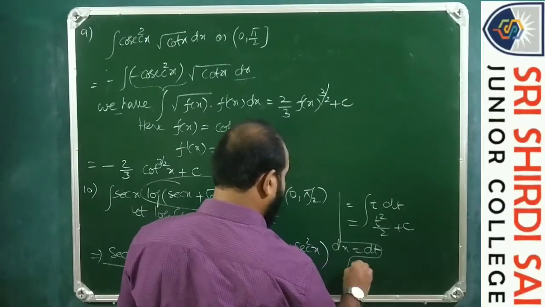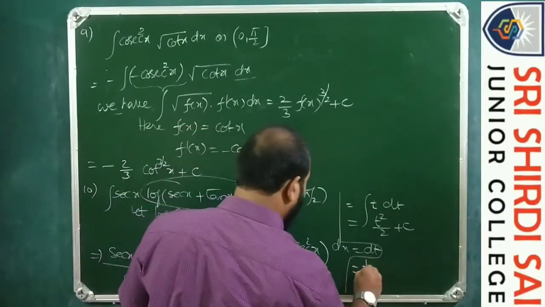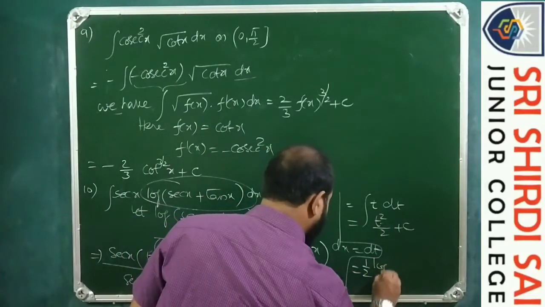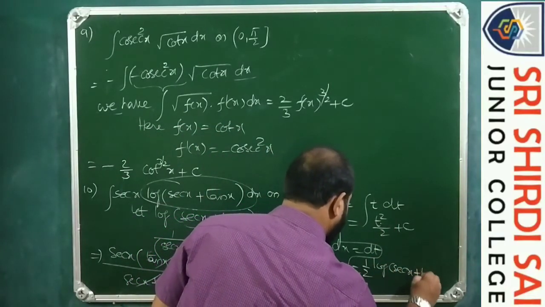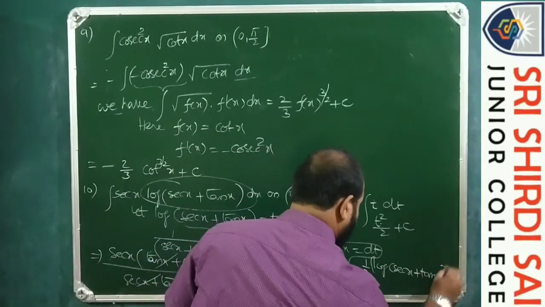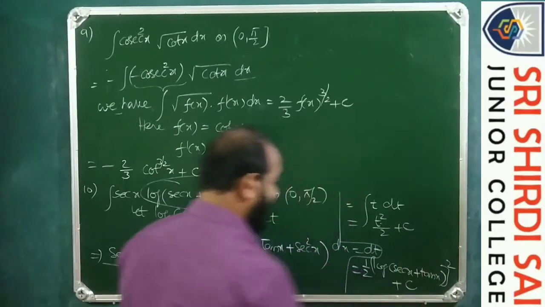Therefore 1 by 2 into the value of t, which is log of secant x plus tan x, whole square plus constant of integration c.